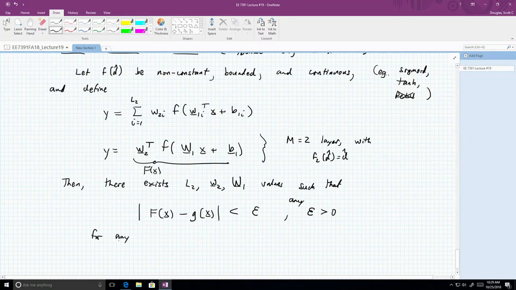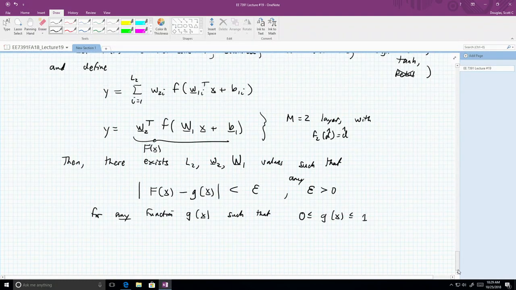for any function g of x, and I want to constrain it too. It's a continuous function such that I bound the output of g of x between 0 and 1. So I constrain it: bounded inputs, bounded outputs, okay? So it means that a 2-layer system will solve the problem, right? I only need 2 layers, okay?